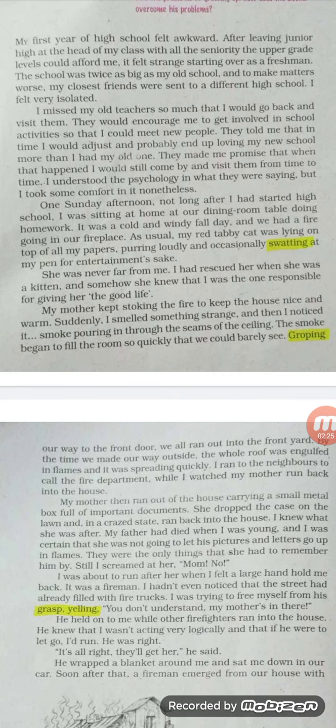So next is, she was never far from me. Jan is talking about his cat. The cat is very lovable, very affectionate to him, and she never goes away from Jan. I had rescued her when she was a kitten. So why has this cat got a lot of affection for Jan? Because when it was a kitten, it was rescued by Jan, and somehow she knew that I was the one responsible for giving her the good life. So maybe this cat knew that Jan is her lifesaver. He has saved her life, so that's why she was so connected with Jan, and she was always roaming around him.